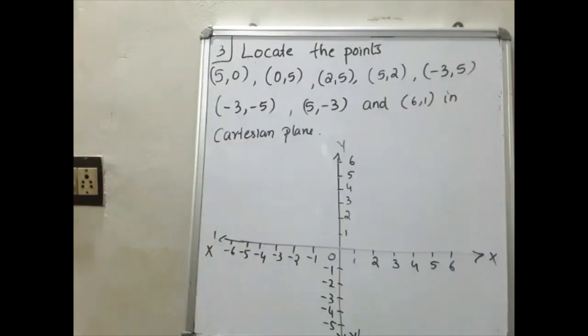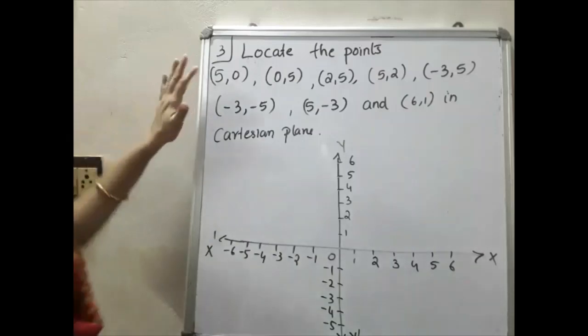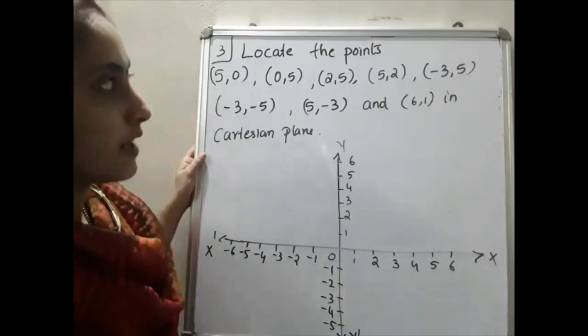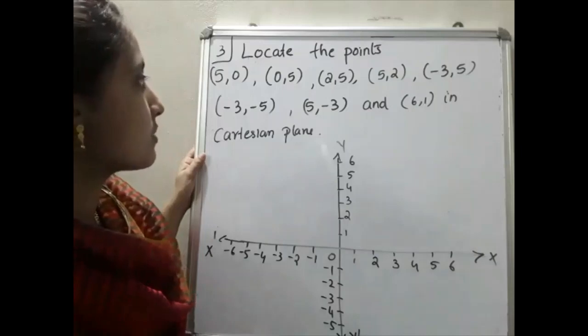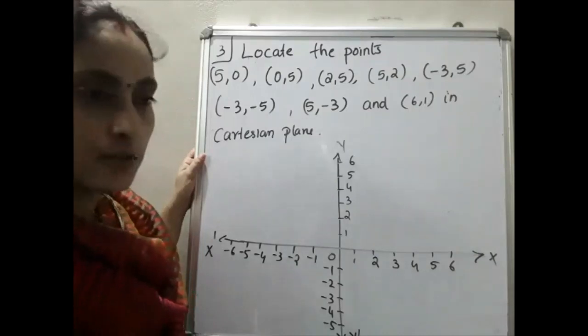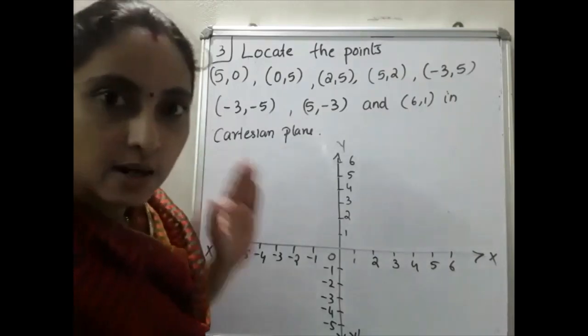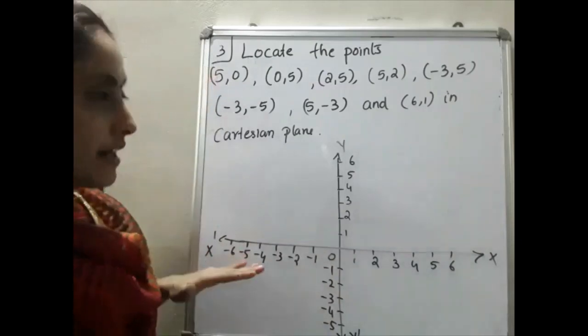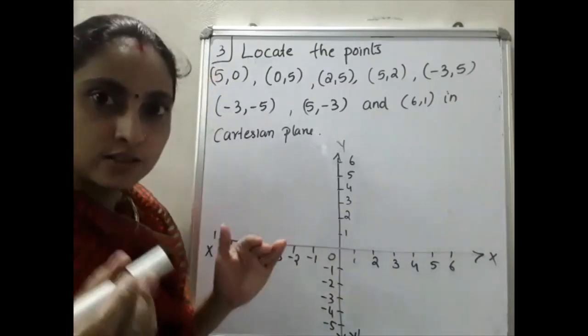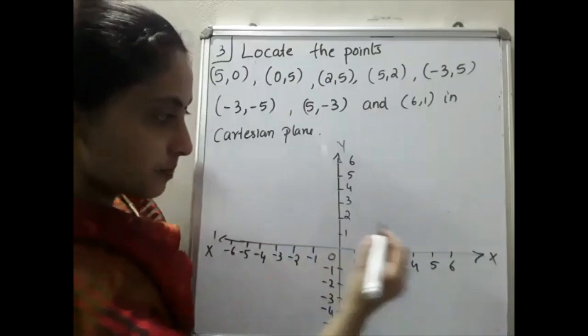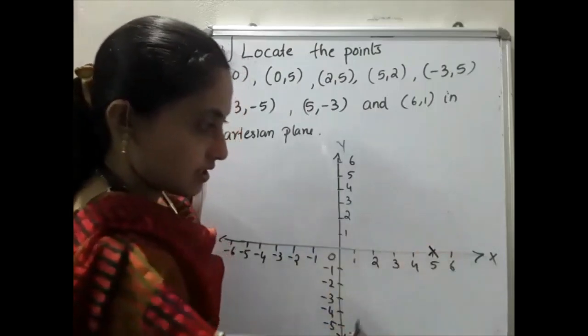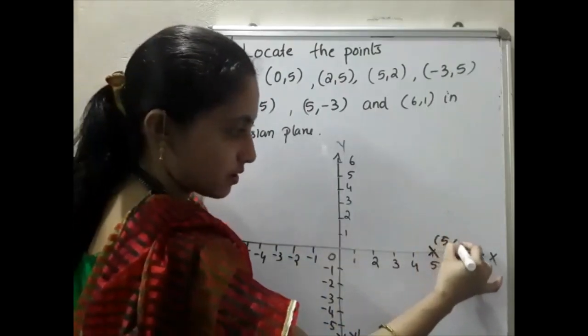Okay. Now we want to do the next question: locate the points (5, 0), (0, 5), (2, 5), (5, 2), (-3, 5), (-3, -5), (5, -3) and (6, 1) in the Cartesian plane. Okay, so first point is (5, 0). (5, 0) means what? y is 0, that is on the x-axis. So this point. So you have to mark this and write down there (5, 0).